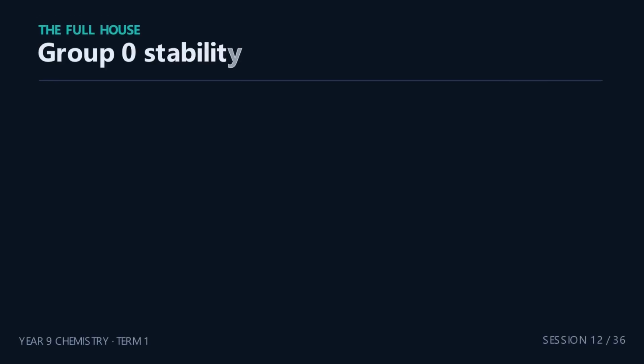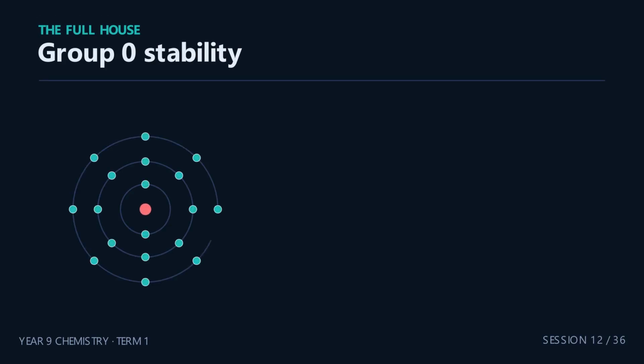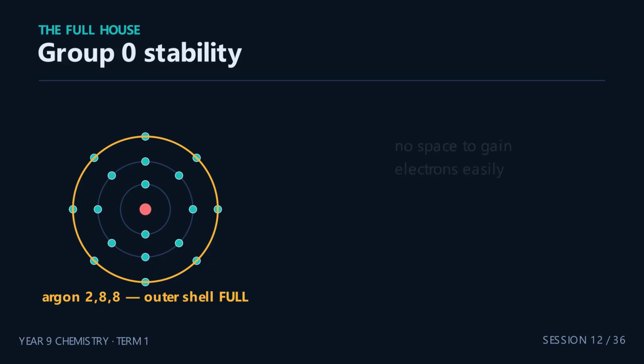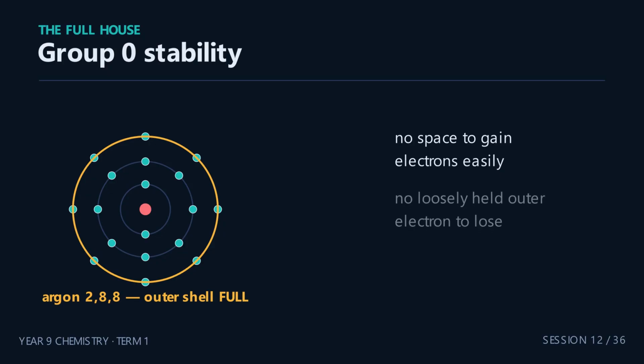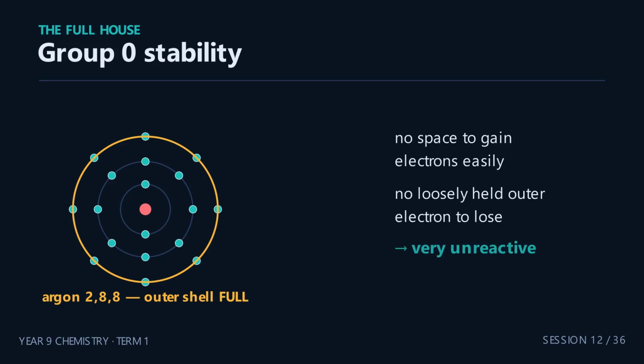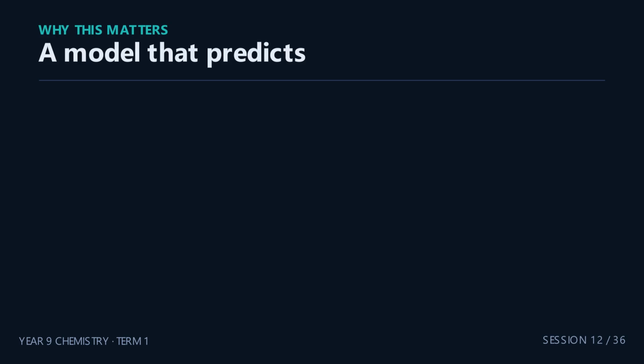And group 0? Helium, neon, and argon already have full outer shells. There is no space to gain electrons easily, and no loosely held outer electron to lose. That is why they are so unreactive. So if an exam asks which configuration is a group 0 element, look for the full shell, 2, 8, 8, argon, not 2, 8, 1, not 2, 7. The full house wins.